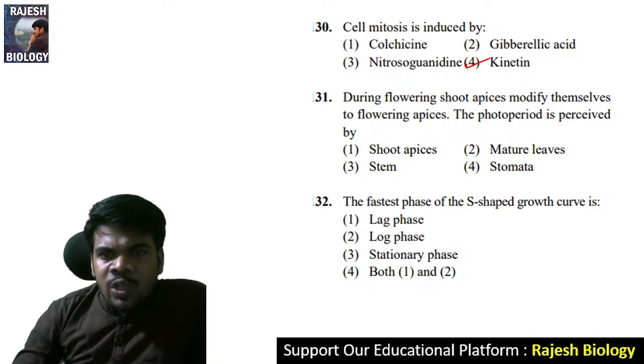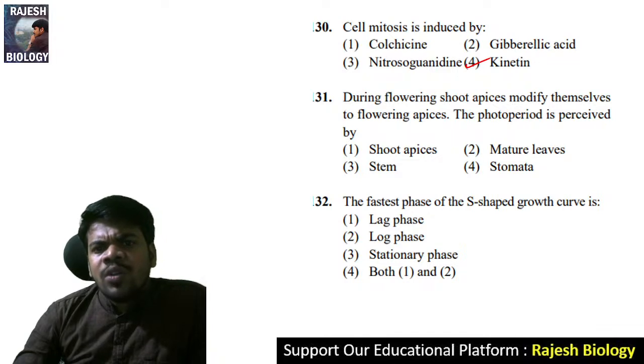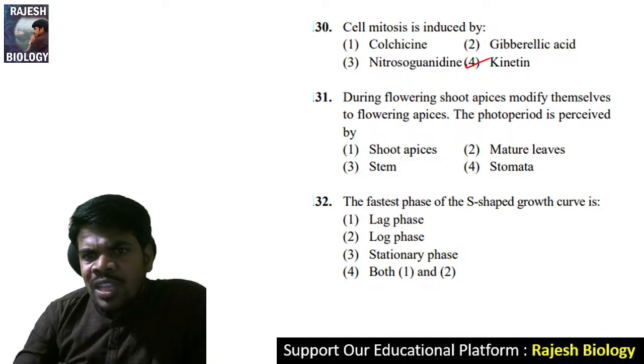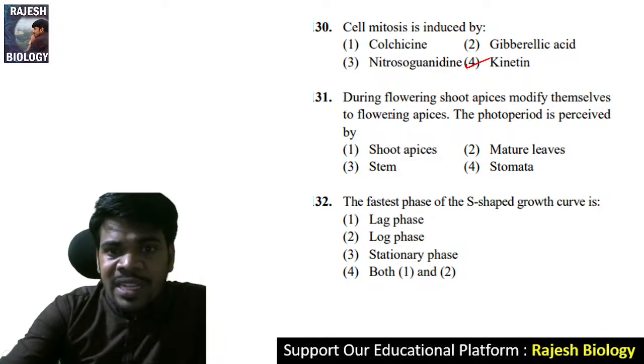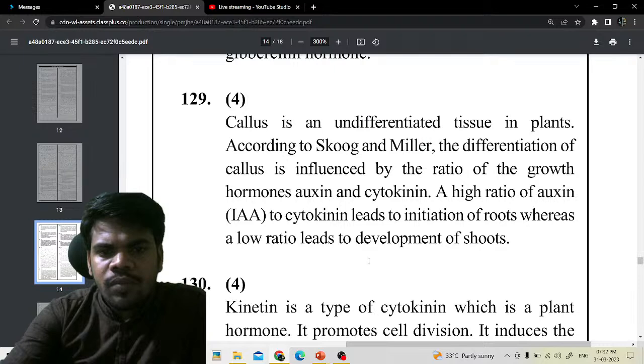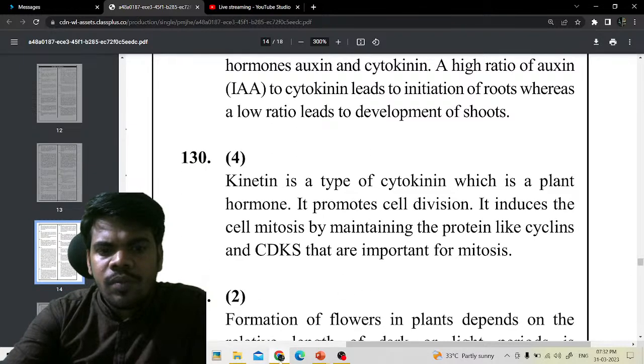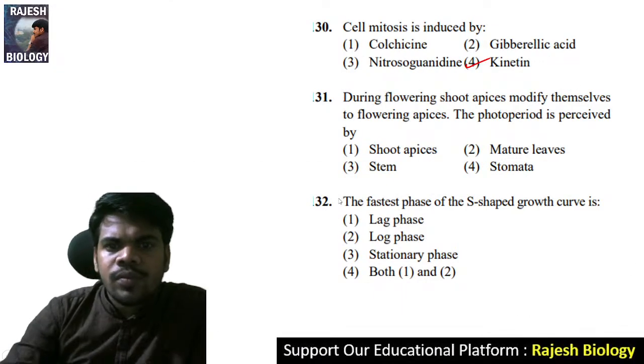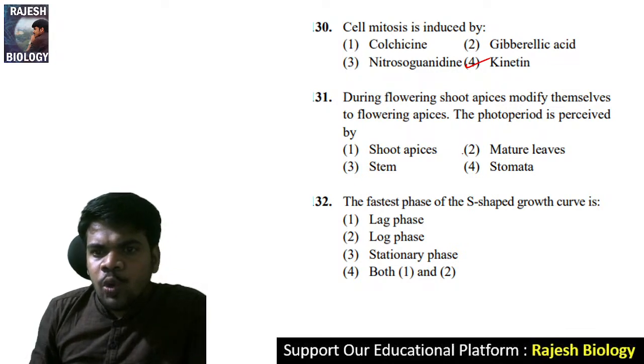And 31st, during flowering, shoot apices modify themselves to flowering apices. The photoperiod is perceived by the mature leaves.